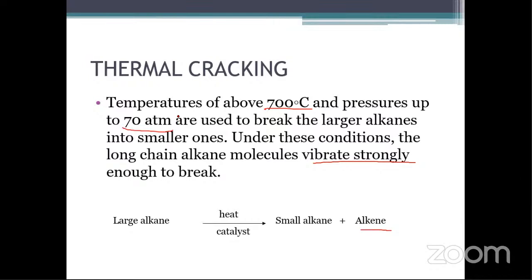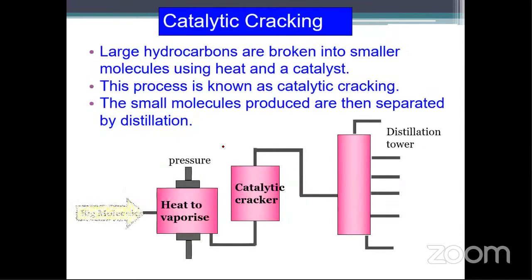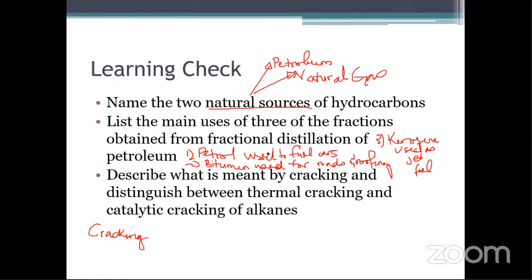And in catalytic cracking, what is the name of the catalyst? Aluminum oxide and silicon dioxide. A mixture of aluminum oxide and silicon dioxide known as? Zeolites. Zeolites, right? So that is what we have for the cracking. So what I am going to show you now is a video of how cracking is done.